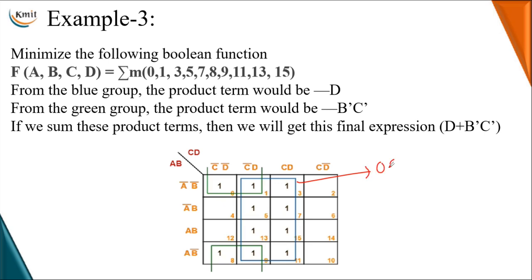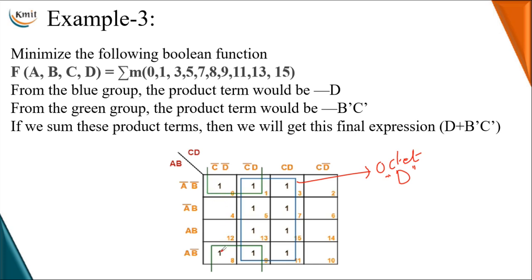Now as we discussed, an octet can eliminate 3 variables which are not common. So for all these 8 minterms, A, B, C are not common. Only the same variable, D, is common. So hence the minimal expression of the first group is D.